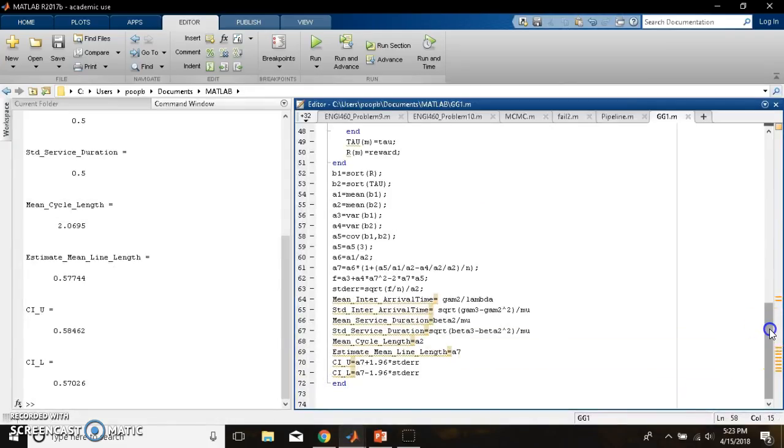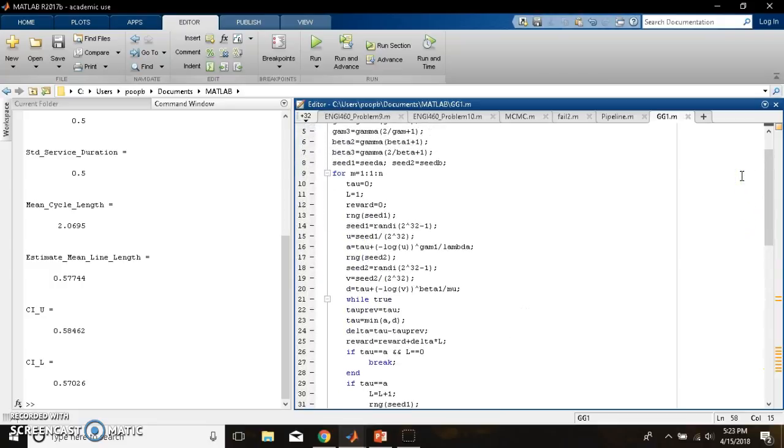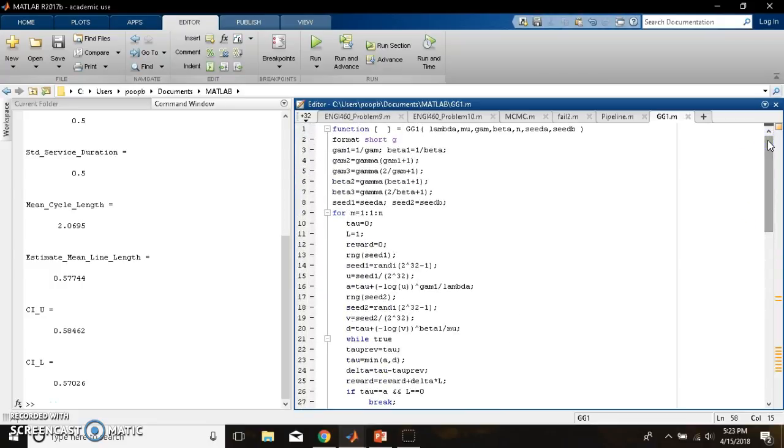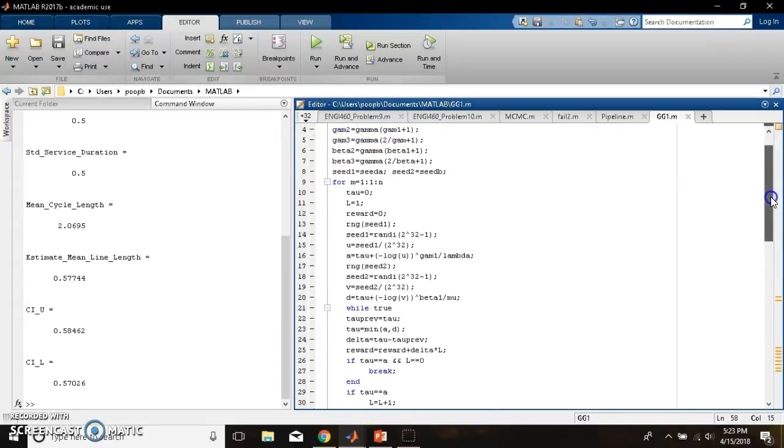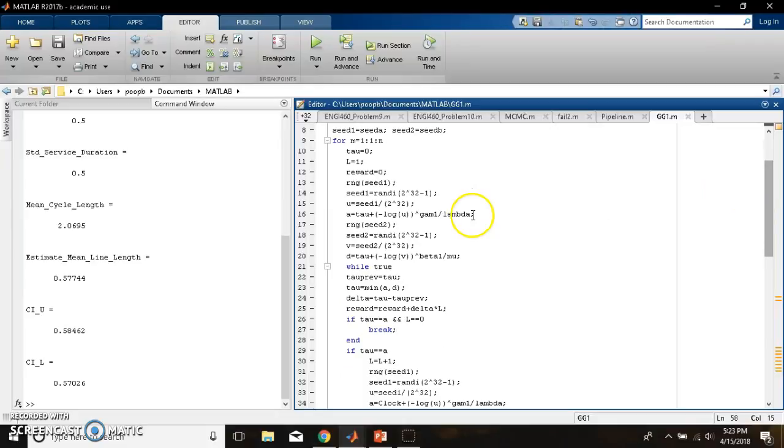I got this simulation program out of the back of our textbook. Basically, we are taking a lambda, a mu, a gamma value, a beta value, n, how many times we want to run it, and two seeds to set our number generators. First, we simulate our gamma 1, gamma 2, and gamma 3 variables, our beta 1, beta 2, and beta 3, and our seeds. Once we do this, we start off with the initial phase.